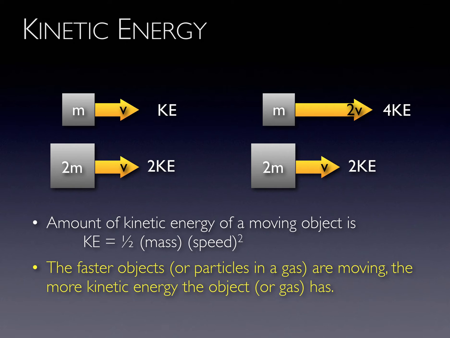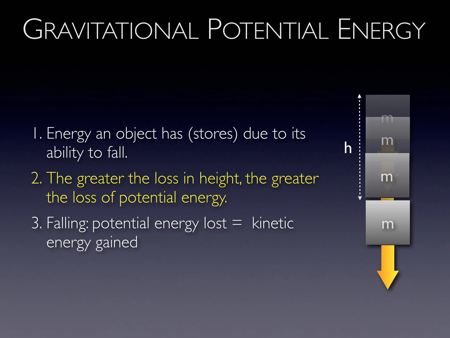The bottom block has twice the mass, but since the top block is moving with twice the speed, it has the greater kinetic energy. Though the equation is shown and discussed here, the most important thing to take away from this is that the faster objects are moving, the more kinetic energy they have, be they blocks, asteroids, or molecules of gas. The only potential energy we will need for this class is gravitational potential energy.